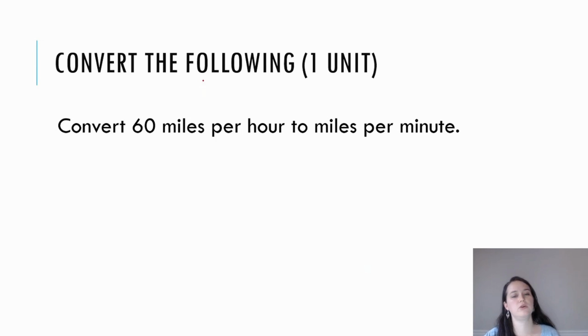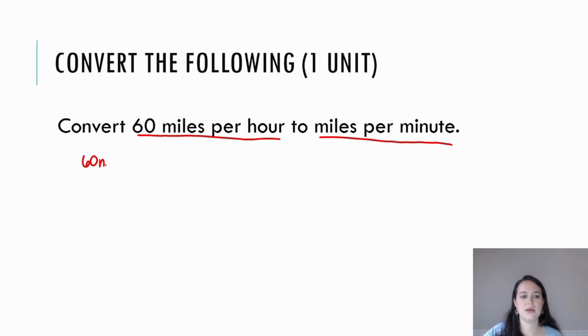So we want to convert the following here. Convert 60 miles per hour to miles per minute. How fast are we going per minute? So here's how I'm going to start. I'm going to start with what I have. I've got 60, and I'm including the units here. 60 miles. Remember, per is the bar. Per, and that's just 1 hour, because that's my unit rate.